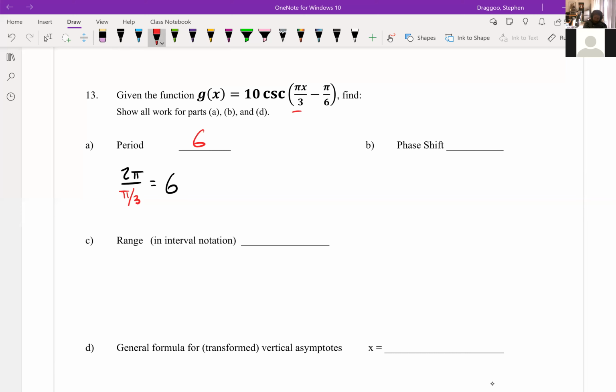Up next, I want the phase shift. The phase shift is c over b. Which is, don't forget this would be positive pi over 6. So pi over 6 divided by pi over 3. I believe that simplifies to 1/2.